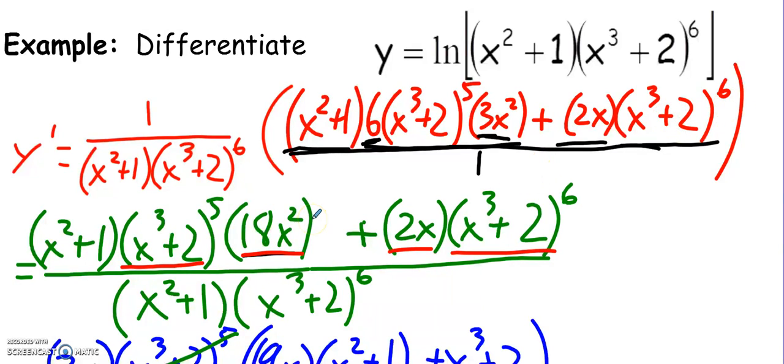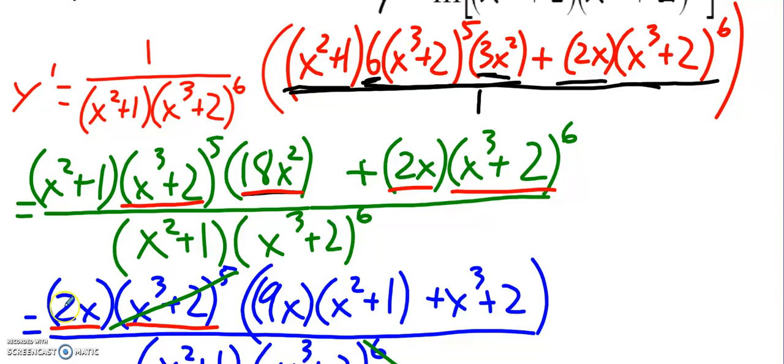So then here we looked for, okay, let's simplify a little bit. The 6 and the 3x squared become 18x squared. Here I have a 2x. Here I have an x cubed plus 2 to the 6th and an x cubed plus 2 to the 5th. So I can factor out x cubed plus 2 to the fifth and 2x.